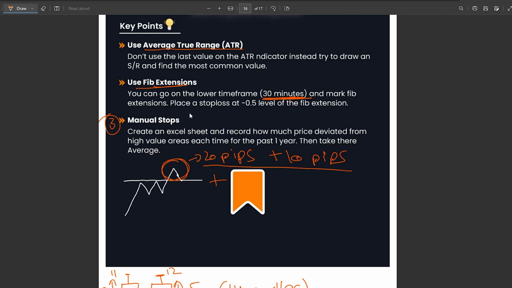So you will have a manual stop loss by taking the average values of every turtle soup pattern that has happened on your commodity or your forex pair.